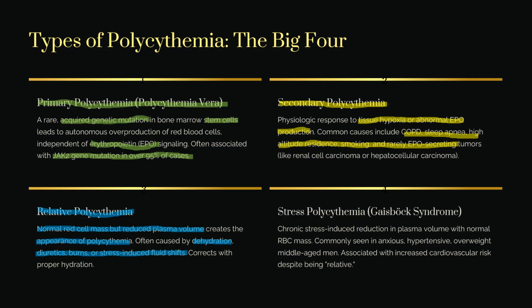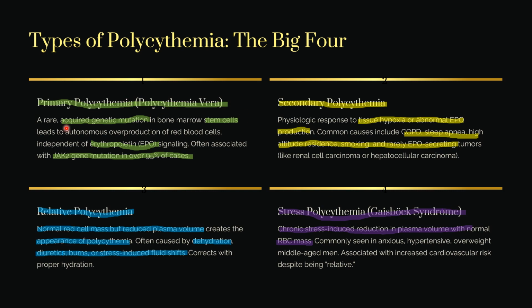And the last one is stress polycythemia or Gaisböck syndrome. What is that? Chronic stress-induced reduction in plasma volume with normal RBC mass. This occurs when a person is hypertensive, overweight, or a middle-aged man, who are more prone to less hydration. Less hydration means less plasma volume. If due to some mental problem there is less intake of water, then comes stress polycythemia or Gaisböck syndrome. So these are the four different types of polycythemia with four different reasons.